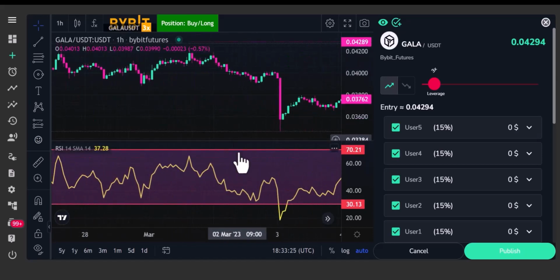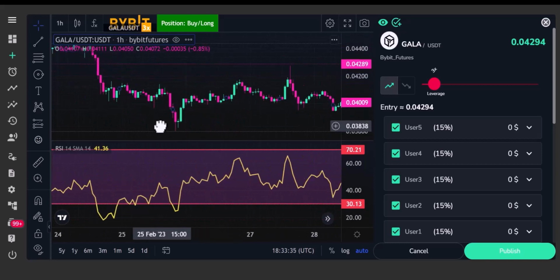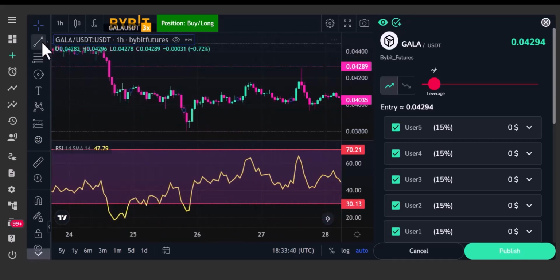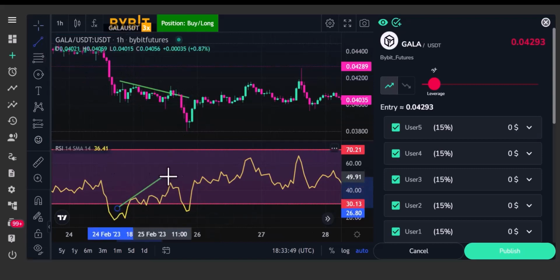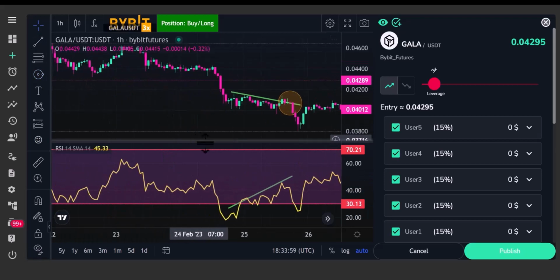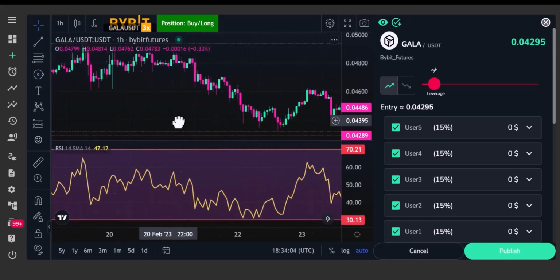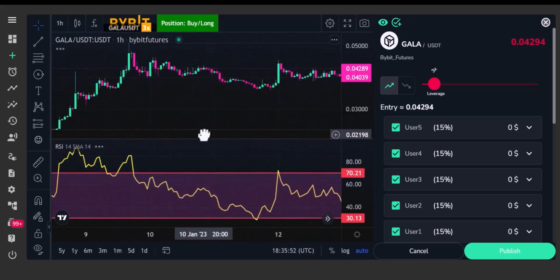Signal through positive divergence, bullish divergence. In the chart, we see a floor that is lower than the previous floor, but in the RSI we see a floor that is higher than the previous floor. In this case, we have encountered a positive divergence, which indicates the end of the downward trend. Pay attention to entering the purchase transaction when several candles are formed after the last floor.